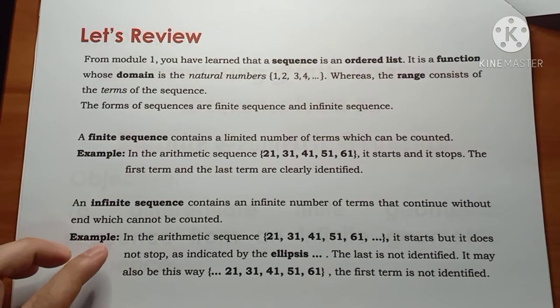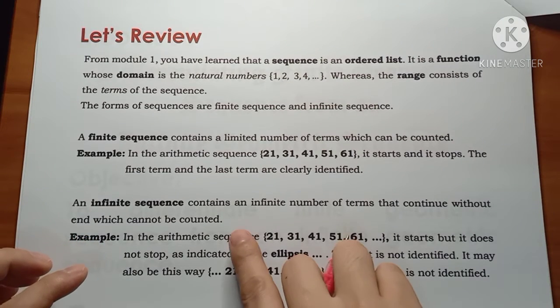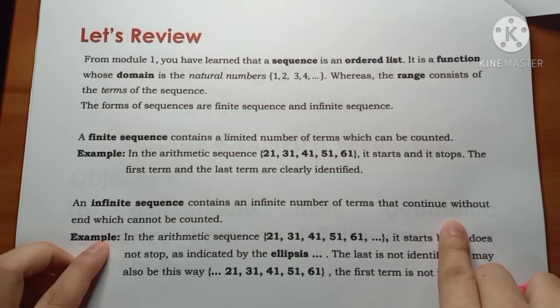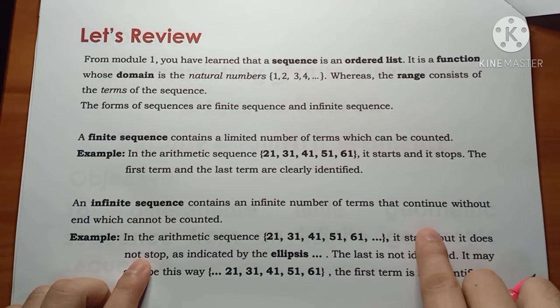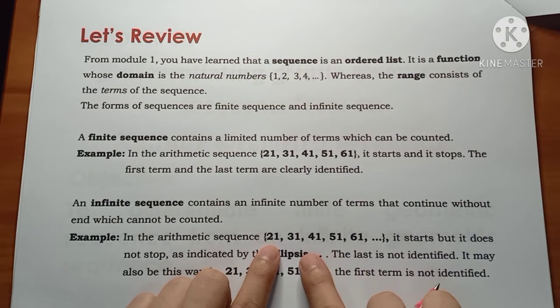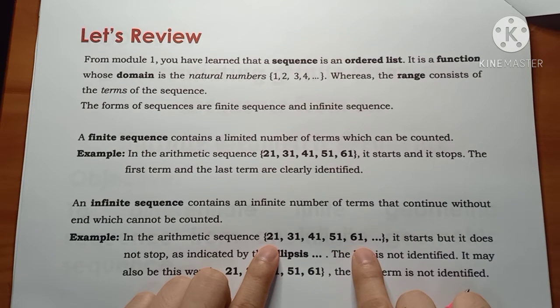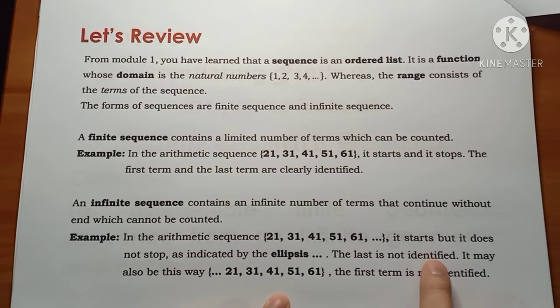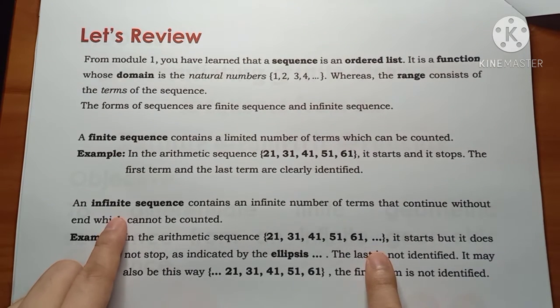So, alam natin kung saan siya nag-start at ano yung last. An infinite sequence naman contains an infinite number of terms that continue without end, which cannot be counted. So, in arithmetic sequence, 21, 31, 41, 51, 61, ellipses. So, ang ellipses na yan ay nag-indicate na ang ating sequence ay isang infinite. So, now, the last is not identified. So, hindi natin malaman kung hanggang saan magtatapos kasi tuloy-tuloy. Kaya siya tinatawag na infinite sequence.